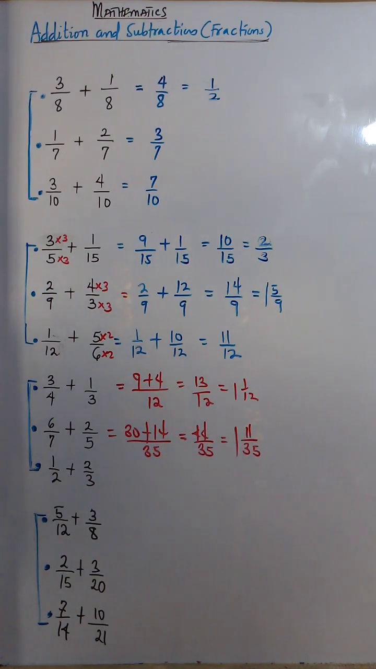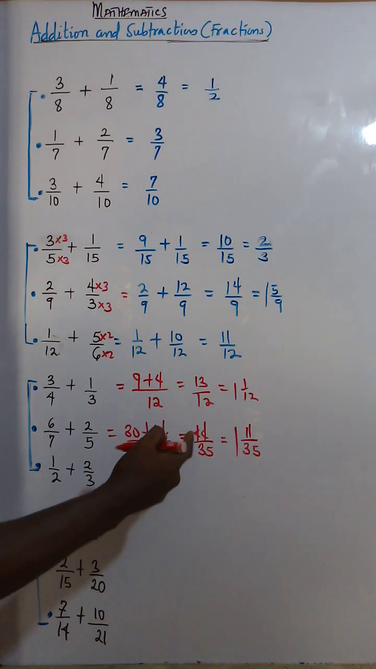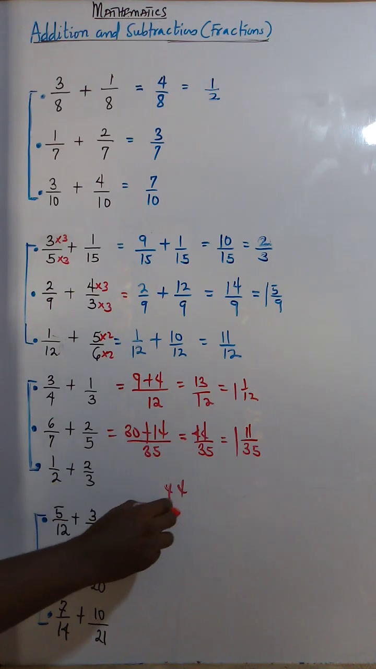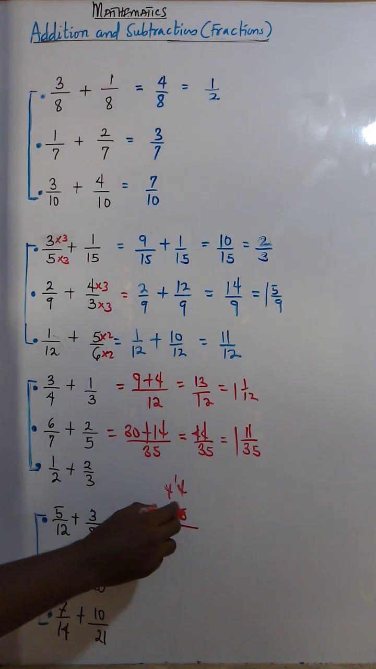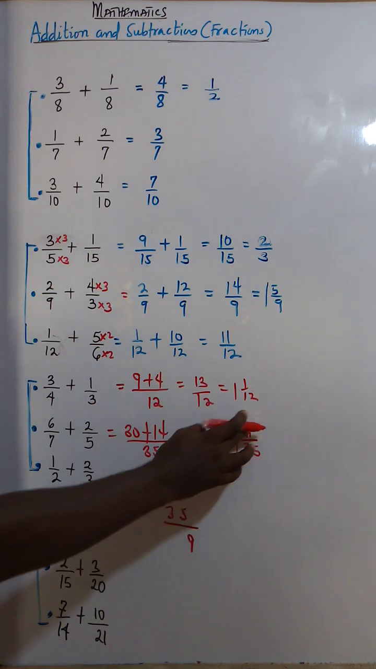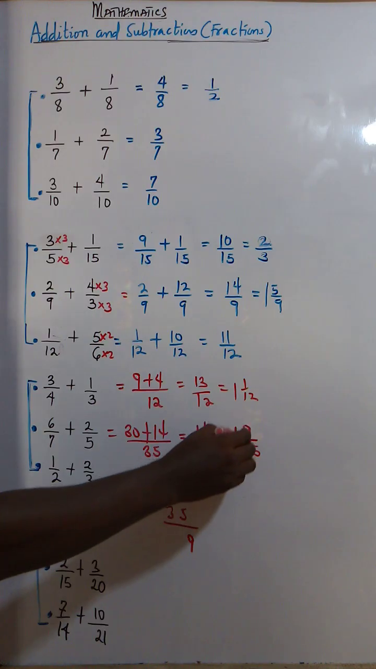Is that 11? 44, no, not 11. 44 minus 35. We borrow 1 here, this is 14. 14 minus 5 should give us 9. So that's 9 over 35. That's the final answer.